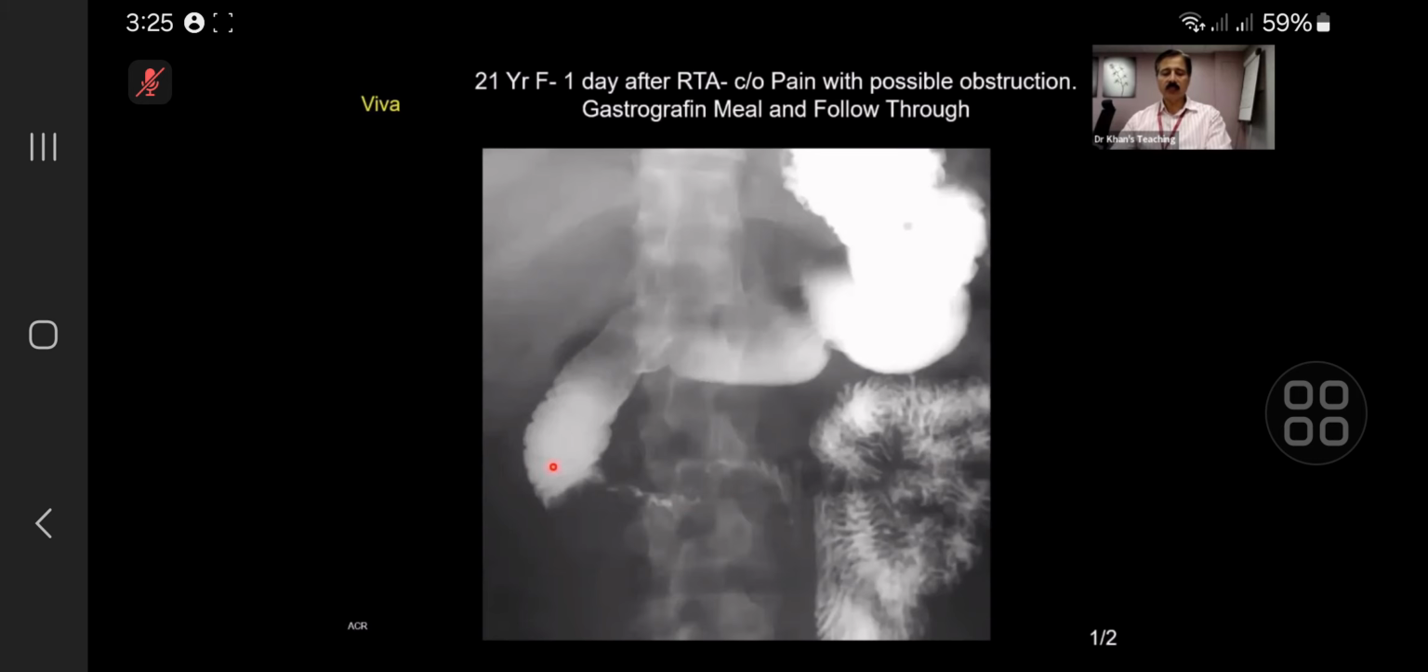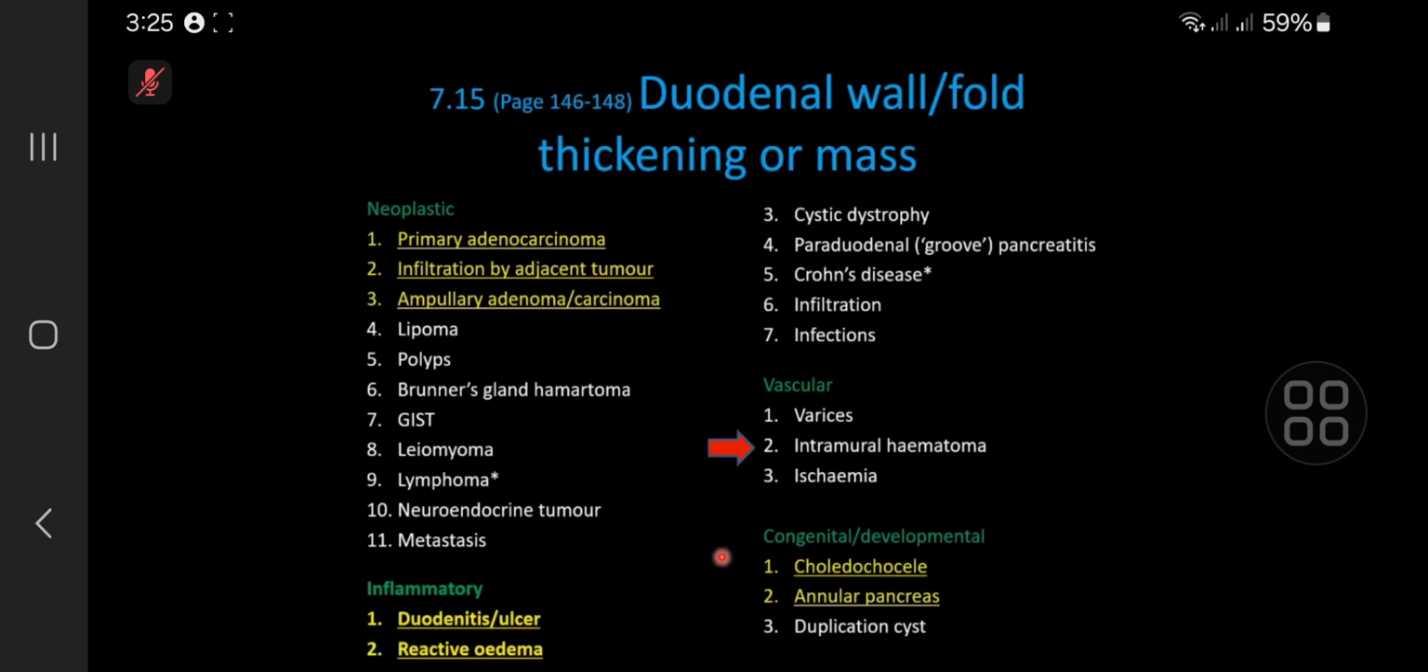And you see that it is not causing a significant obstruction, and contrast has gone distally. Thank you, number 6, well done. And we are going to number 7. If number 7 is with us, raise your hand.